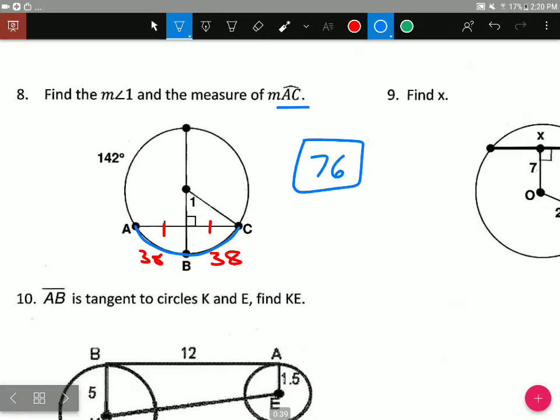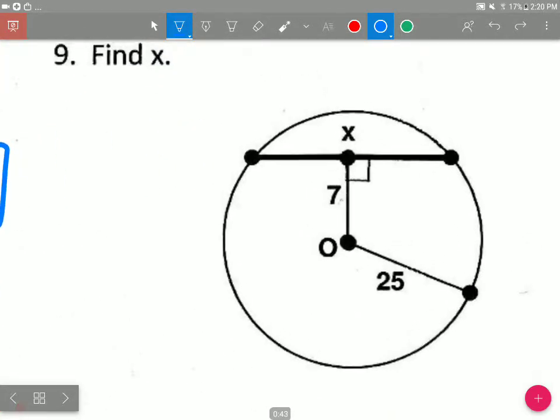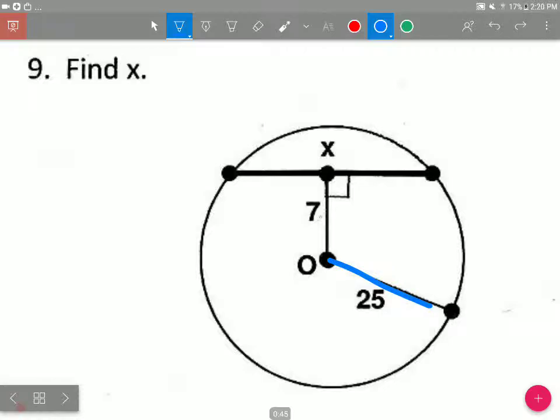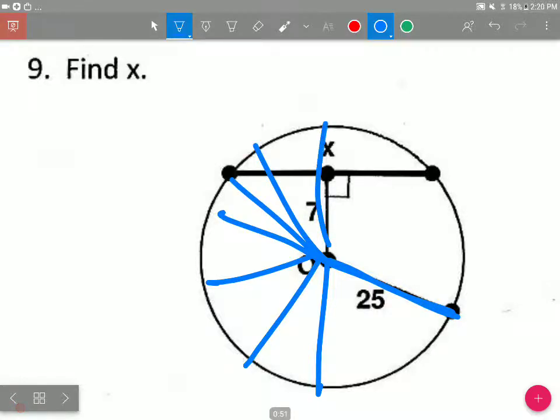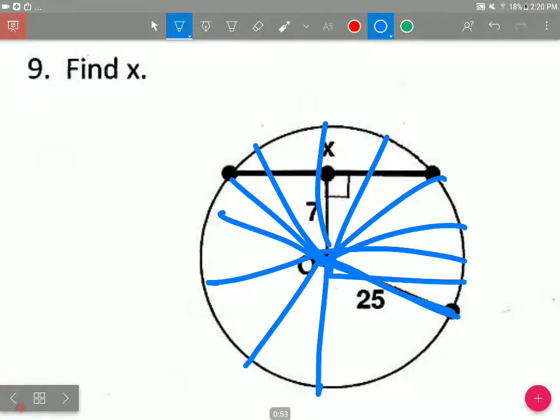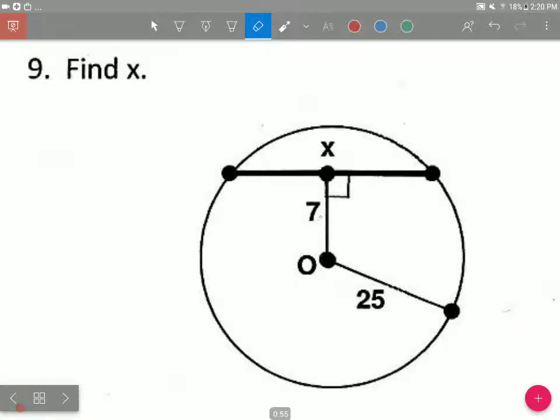Yay! Number 9. Number 9 is really the problem that I thought we were going to be doing, but that's okay. Find x. This is a radius. Whenever you find a radius, that means anywhere from the center to the edge. That's 25 no matter where I draw them, but the one I really want is this one right here, because I have a right triangle. So the whole thing is x, so I'm just going to call this one y.